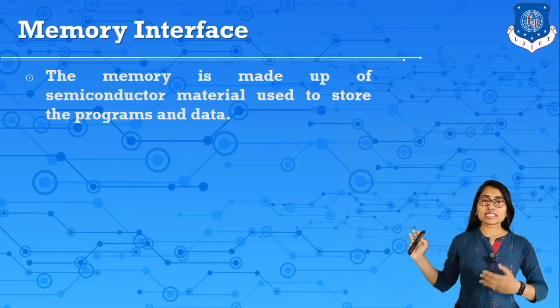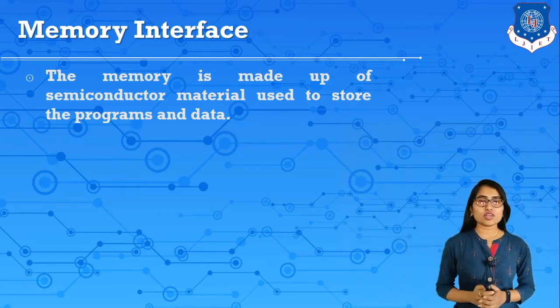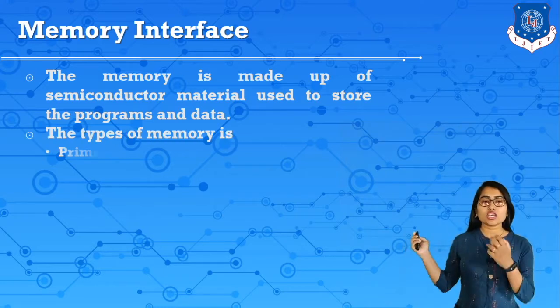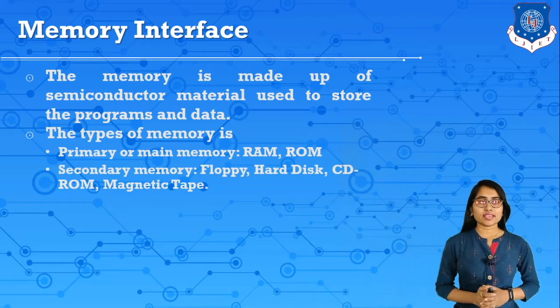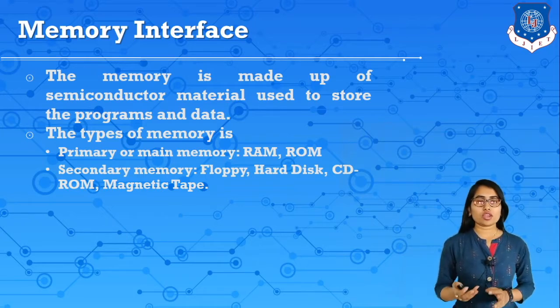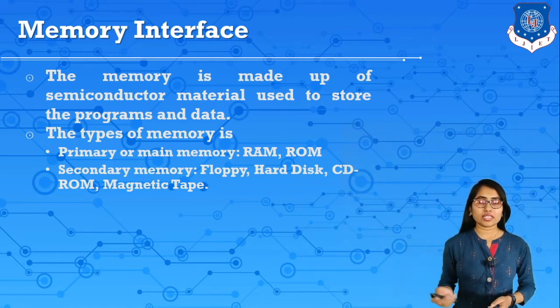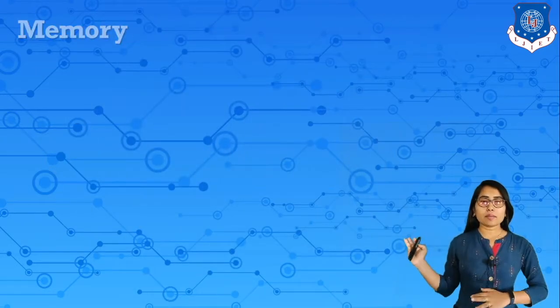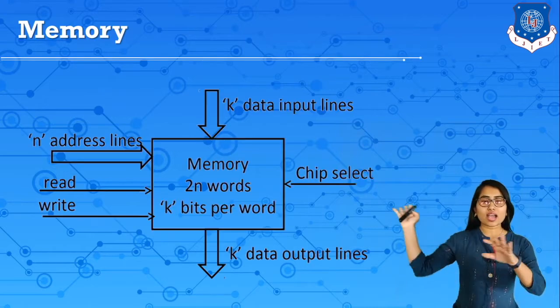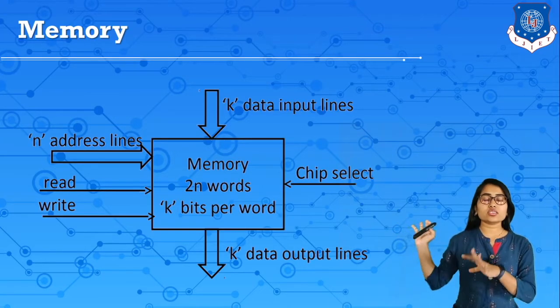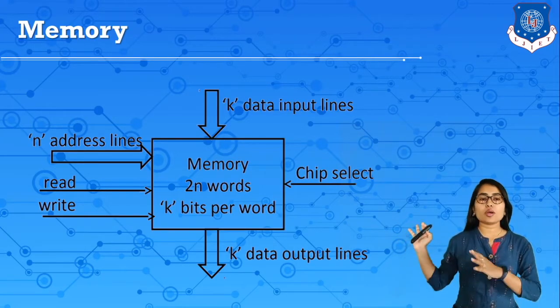Memory is made up of semiconductor material and is used to store the program and data. The types of memory are primary or main memory, that is RAM and ROM, and secondary memory, that is floppy, hard disk, CD-ROM and magnetic tapes. So memory is basically of this kind of architecture. This is a basic block diagram of a memory.